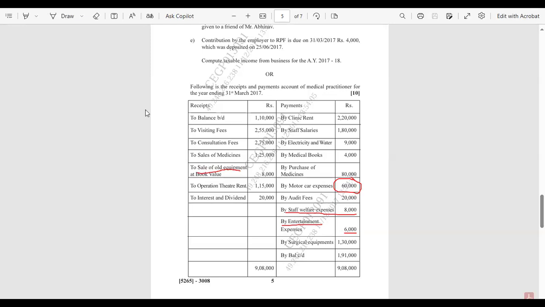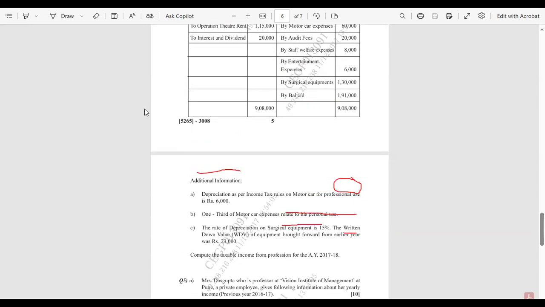Now let's see the adjustment part. One third of the motor car is used for personal purpose. So the value of the motor car is 60,000. I used one third for personal. It means 60,000 into one third. So 20,000 is the amount which I use for personal purpose, so it is not allowed. Then the rate of depreciation on surgical equipment is 15%. Then I have to charge 50% interest on return on value of 23,000.